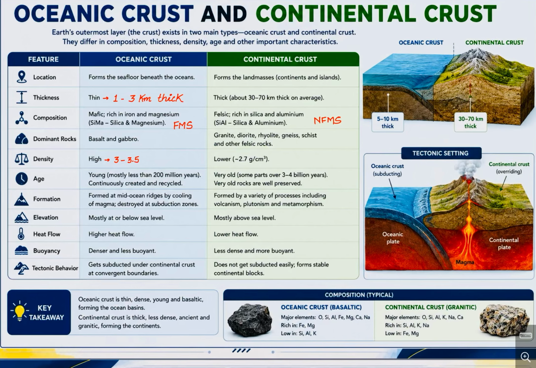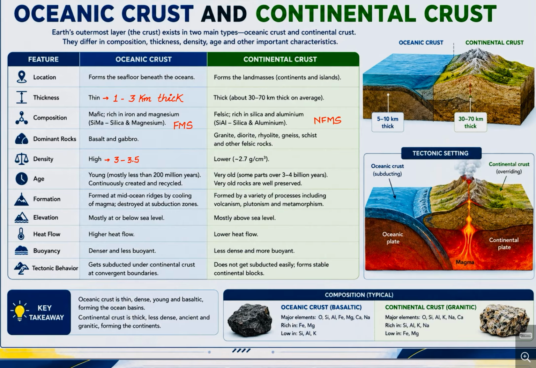Hello everyone. In this quick short video, we will be learning about the differences between the oceanic and the continental crust. Everyone knows that the oceanic crust is the one which forms the sea floor beneath the ocean, whereas the continental crust is the one which forms the landmass, basically the continents and the islands we have.